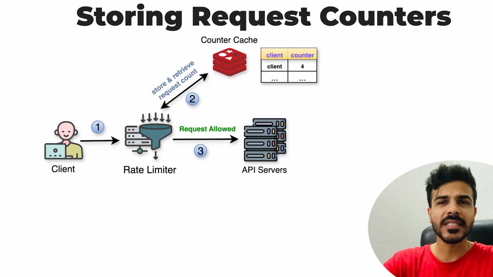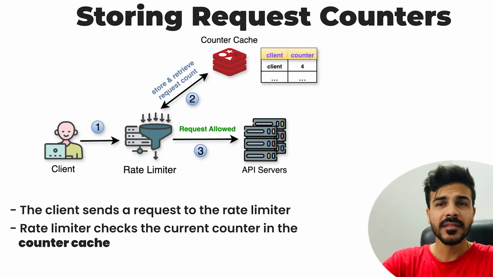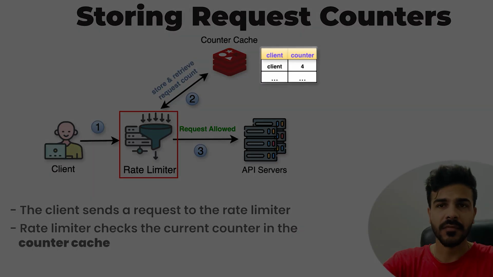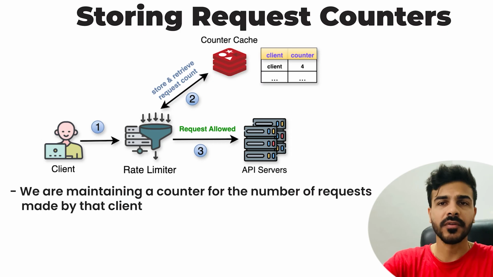Now, in the diagram, you can see I have updated. First, the client sends a request to the rate limiter. Second, the rate limiter checks the current counter in the counter cache for that client on that API. So basically, if let's say the client is using a specific API, we are maintaining a counter for the number of requests made by that client. So we check the current number in the counter cache.